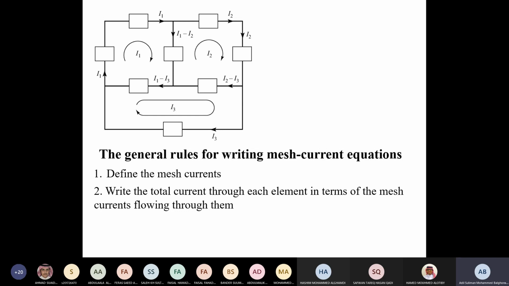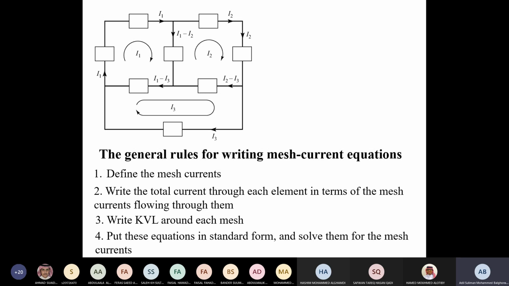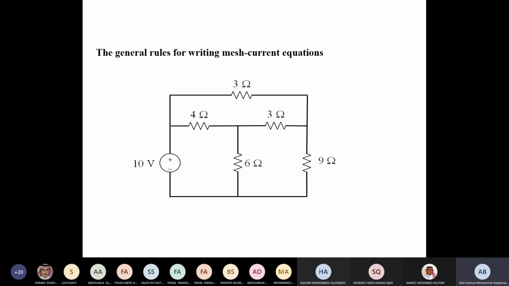After we do that, we can write KVL on each mesh, okay? We write KVL in each mesh. That will give us 3 KVL equations in terms of the mesh currents I1, I2 and I3, and I will be able to solve them, okay? Let's look at an example, something like this.